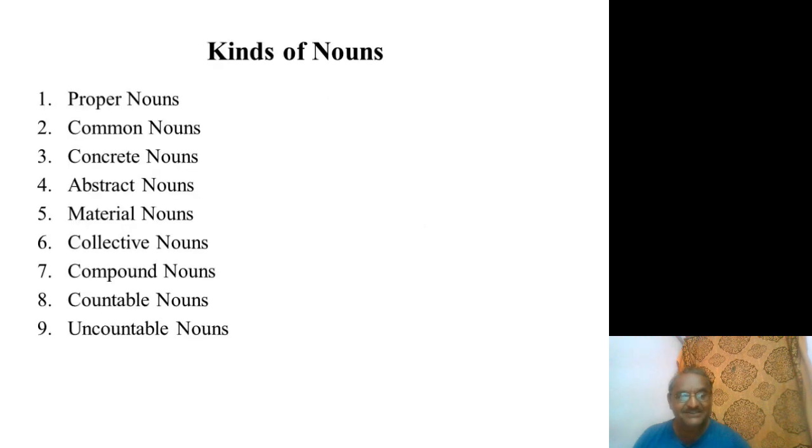In the second part, before we go into it, let us have a brief glance at the completed items. Proper nouns we completed, common nouns we completed, concrete nouns we completed, abstract nouns we completed. So the confusion was cleared, and now we are going into the later part of nouns. The later part of nouns are material nouns, collective nouns, compound nouns, countable nouns, uncountable nouns.